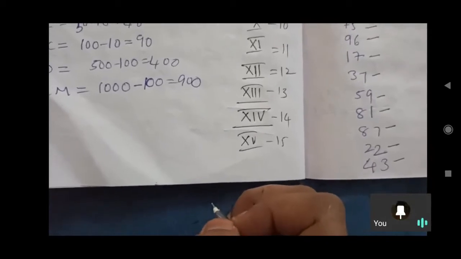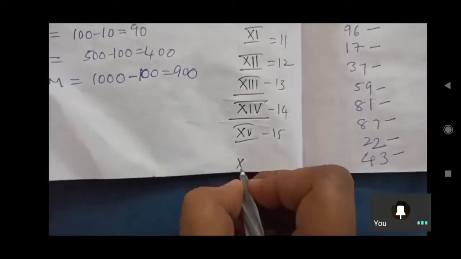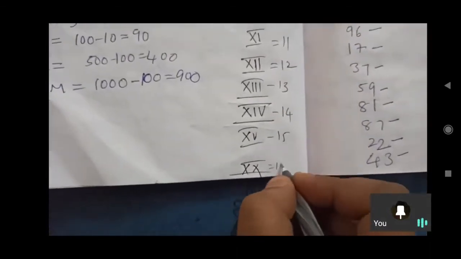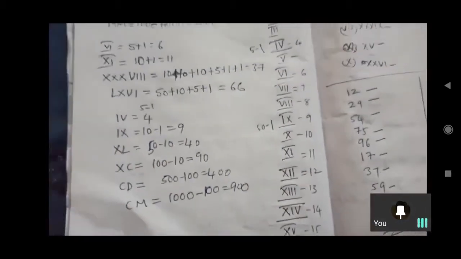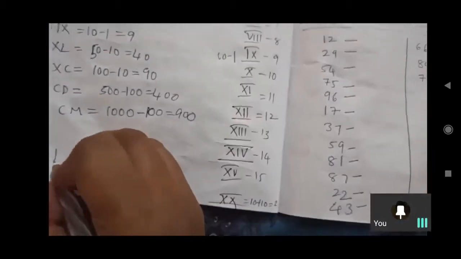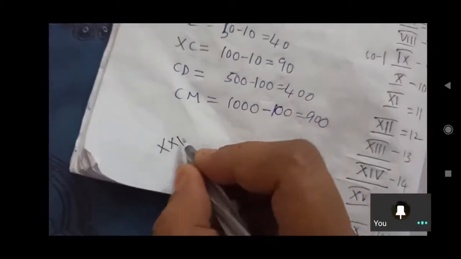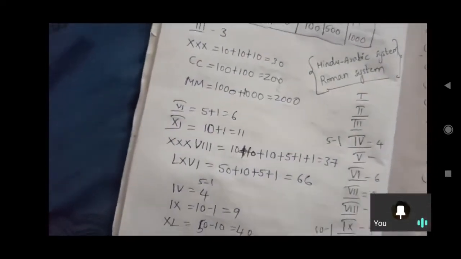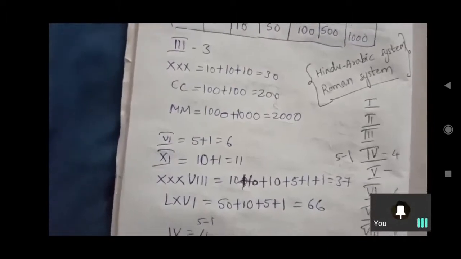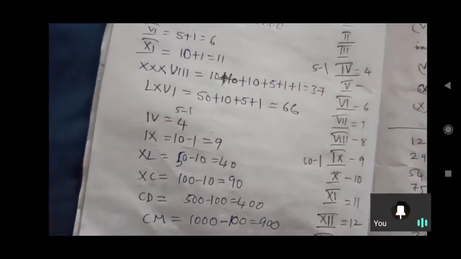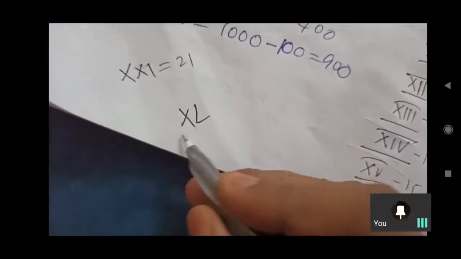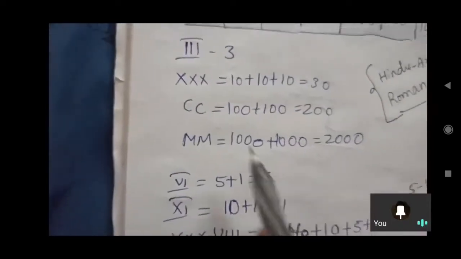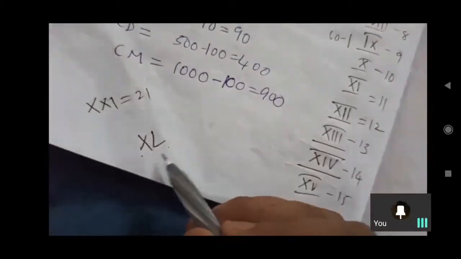In that manner we can write up to 20. And 20 is 10 plus 10, so two X symbols. For 21 we write two tens and 1, equals 21. Up to 50 we can write like that. Four X symbols we would have to use for 40, or LX, L before X we can write. Up to 30 we can write three X symbols, and for 40 we have to write XL.